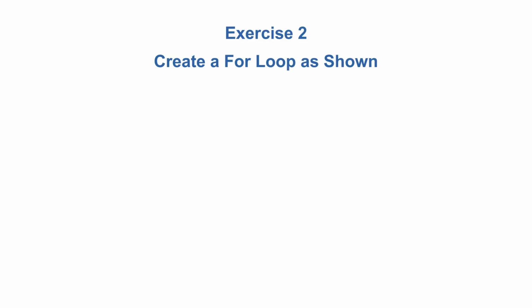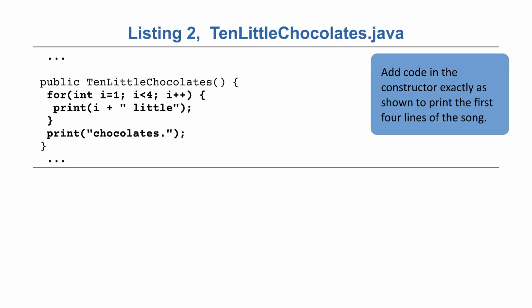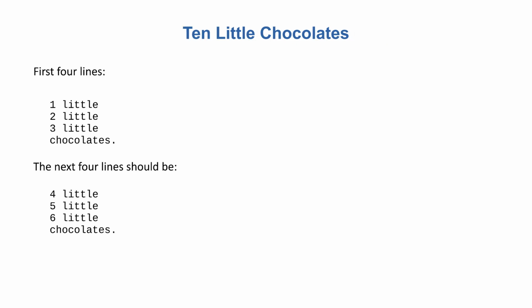Let's create our first for loop. Exercise 2. Create a for loop. Add code in the constructor exactly as shown to print the first 4 lines of the song. Run it. What happened? It should have printed the first 4 lines of the song, 1 little, 2 little, 3 little chocolates. The next 4 lines of the song are supposed to be 4 little, 5 little, 6 little chocolates.